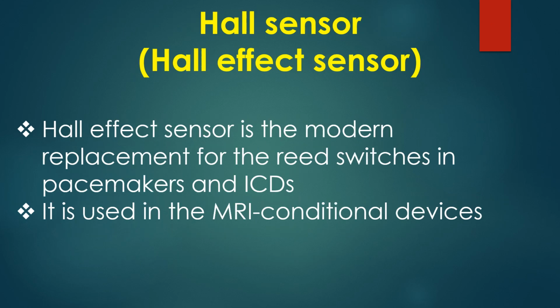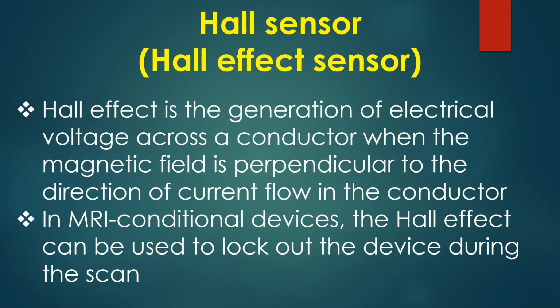Hall effect sensor is the modern replacement for the reed switches in pacemakers and ICDs. It is used in MRI conditional devices. Hall effect is a generation of electrical voltage across a conductor when the magnetic field is perpendicular to the direction of current flow in the conductor. In MRI conditional devices, the Hall effect can be used to lock out the device during the scan.